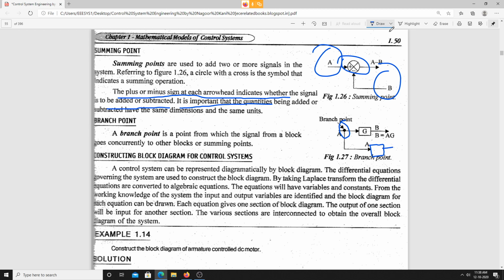If we have a block whose gain is G of S, what is the output here? We have A into G of S as the output. A into G of S is the output here.